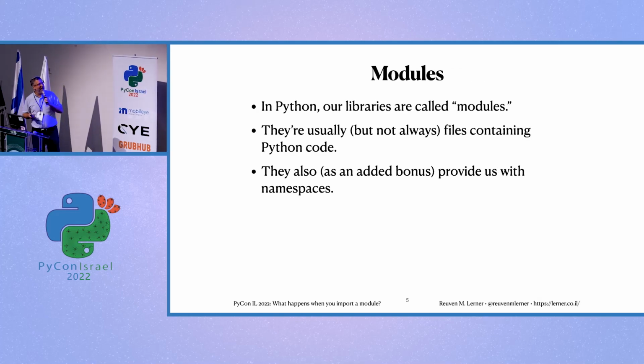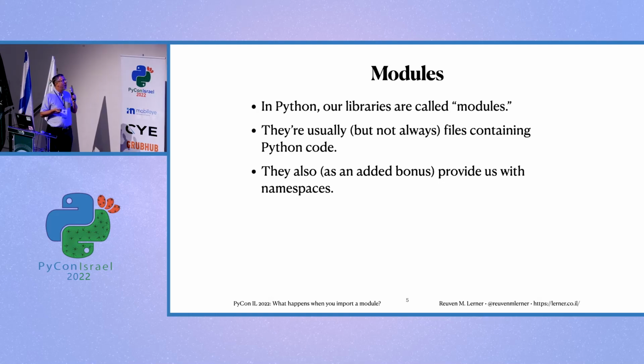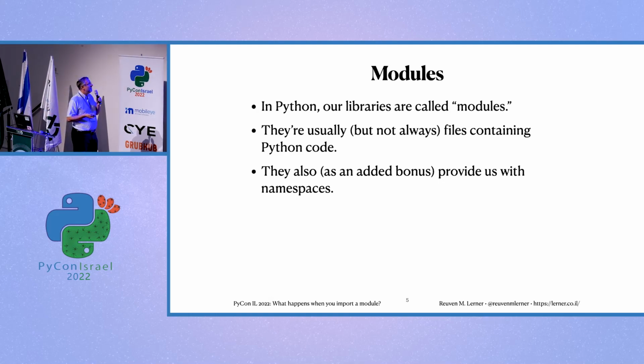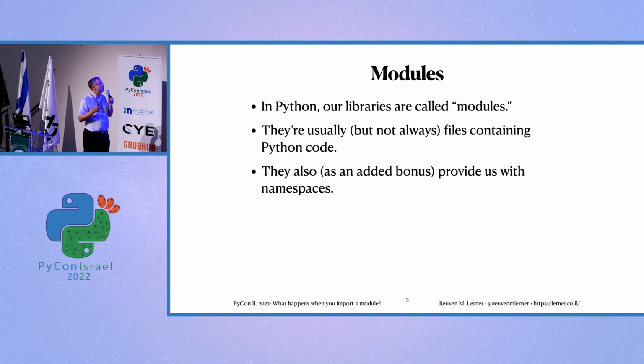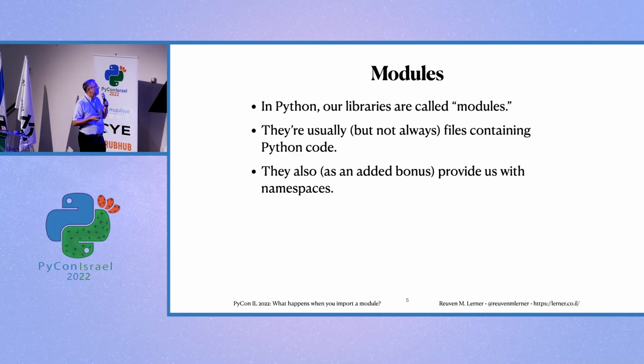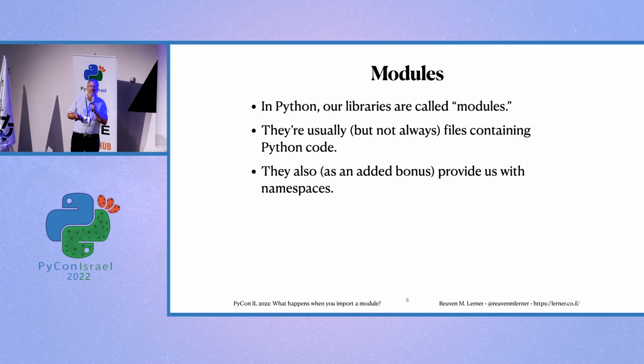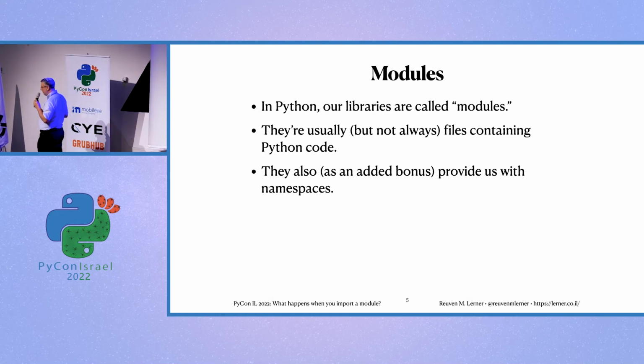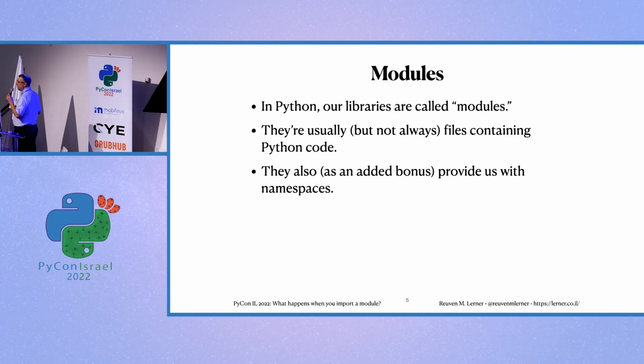Okay, so in Python, we have these things called modules. And modules are our libraries. They are usually, not always, but usually files containing Python code, but they also do something else. They also provide us with namespaces. And why do I need namespaces?